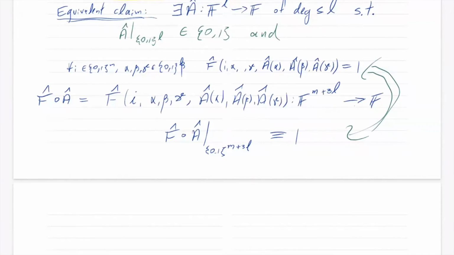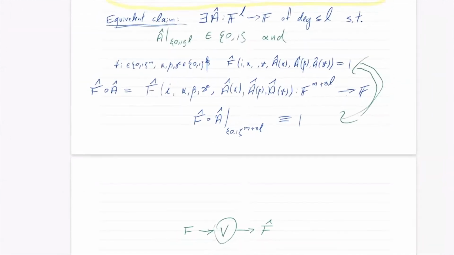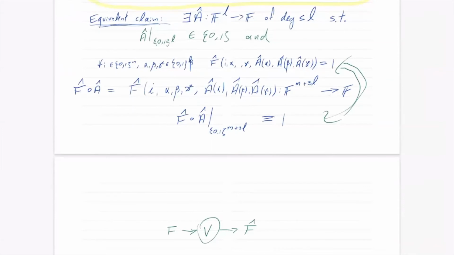Okay, so let's try to imagine how the proof would work. So this is the verifier. The verifier has the Boolean formula f as input. The verifier can, in polynomial time, compute f hat. But then he needs to verify that there exists this a hat such that this happens and also this happens.